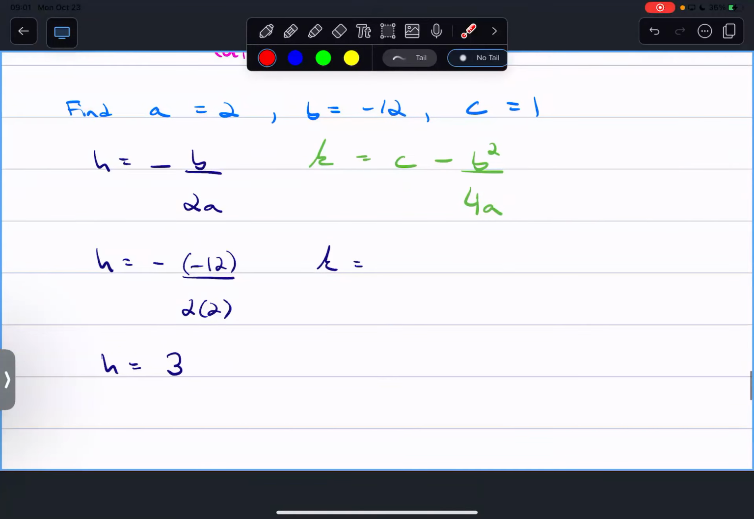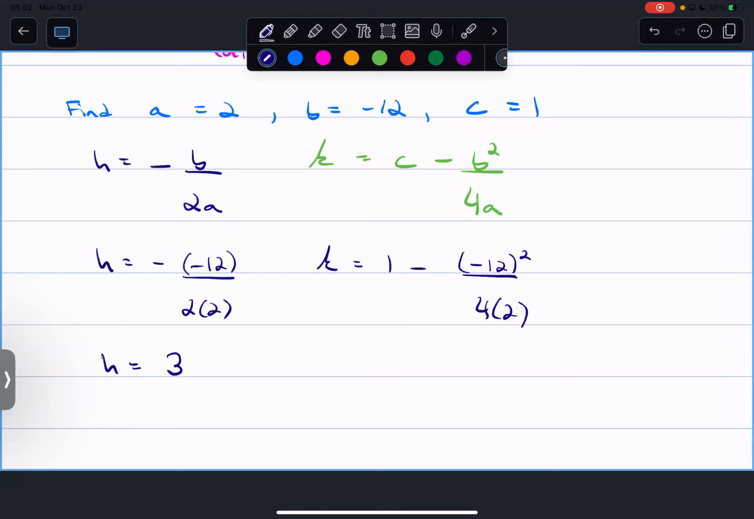And so let's see here. I've got C is 1 minus negative 12 squared divided by 4 times 2. I'll use my trusty calculator because I don't do that. Let me try it though. Negative 12 squared gives me negative 144. That's bad, right? Squaring any value is going to make it positive, right?